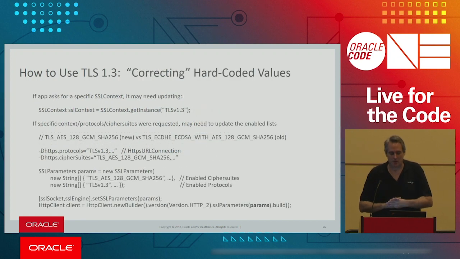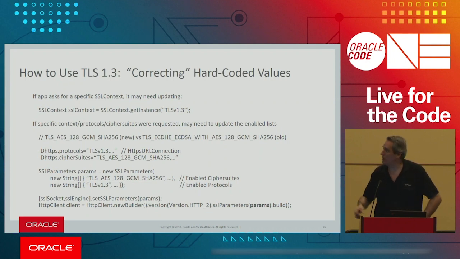Now, if you were one who likes to include specific versions of your protocols, well, you've got a little bit of work to do here. So if you have before said, give me an instance of TLS 1.2, well, now you're going to have to say, give me TLS 1.3. If you gave a specific context or a protocol or a cipher suite and you need to do the same thing, you need to update it to the new values.